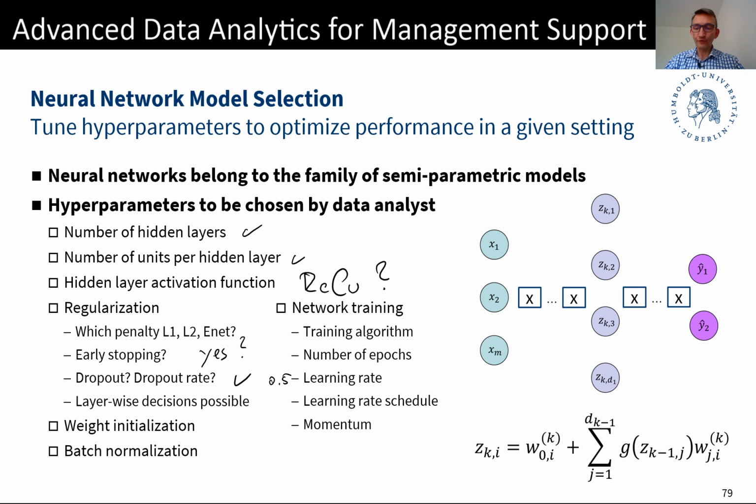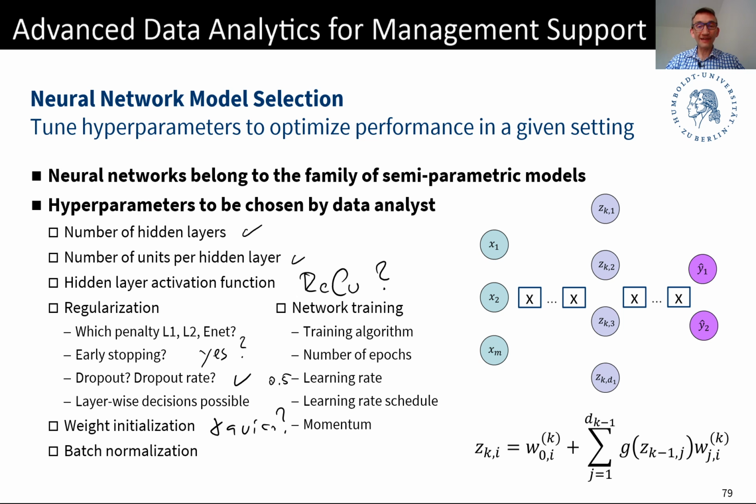At least for dropout, you could also decide per layer which dropout rate you want to use to make it even more complicated. We talked about weight initialization. Normally, you would not want to use just randomly initialized weights for the problems outlined. You can use Xavier or Kaiming.